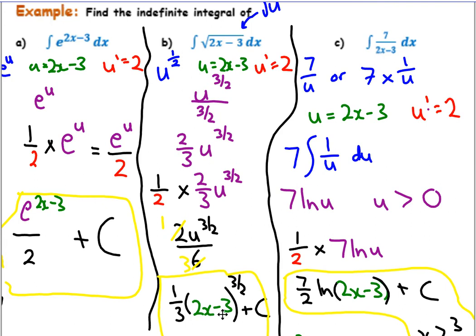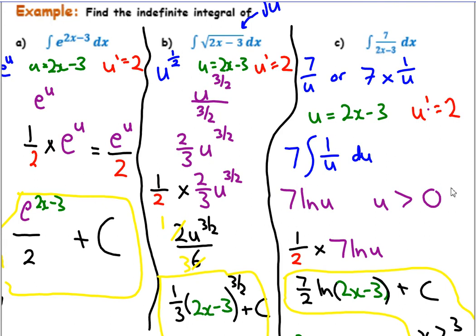And that's what we did for this one too. This one was a little bit weird, because it was like 7 over u is similar to 1 over u. And remember, the integral of 1 over u is ln u, ln x, where u is greater than 0.